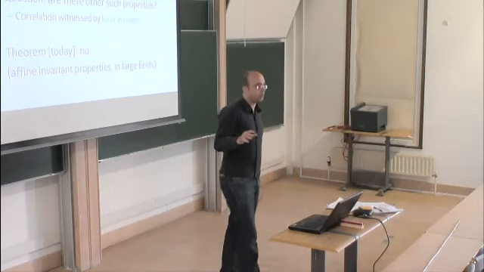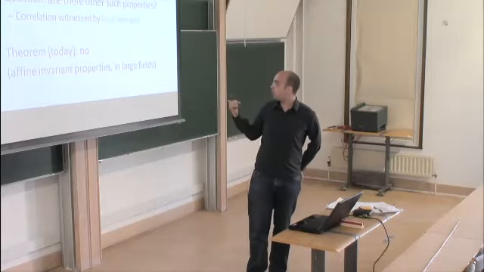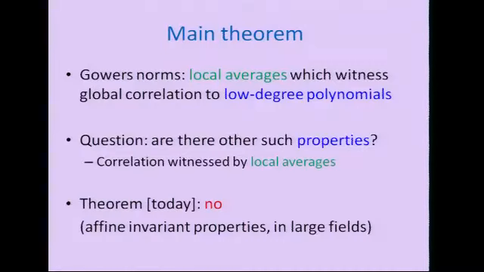And another caveat here is that we will be working on finite fields. So we enlarge enough finite fields, so we can use the inverse theorems to talk about polynomials, not about non-classical polynomials. But okay. So just from a high-level point of view, we're saying that the only properties that you can test by these local averages are essentially low-degree polynomials. But there are other properties which are affine invariant, but they are not testable in that sense.